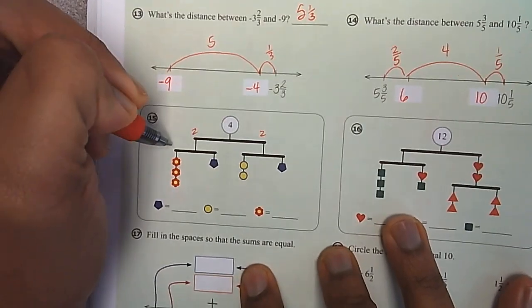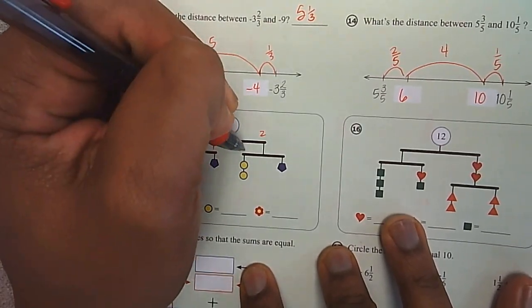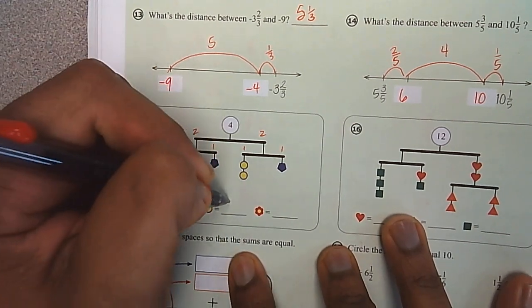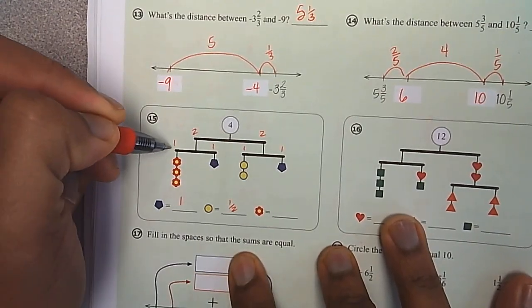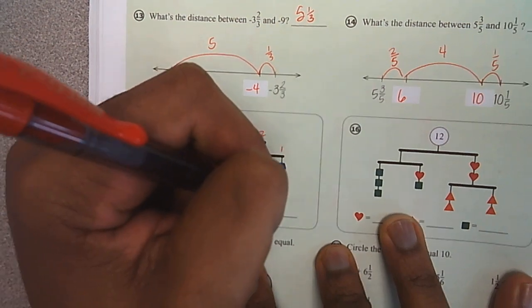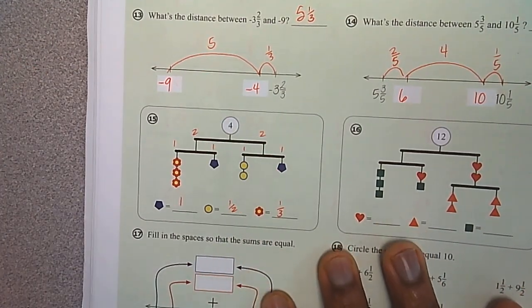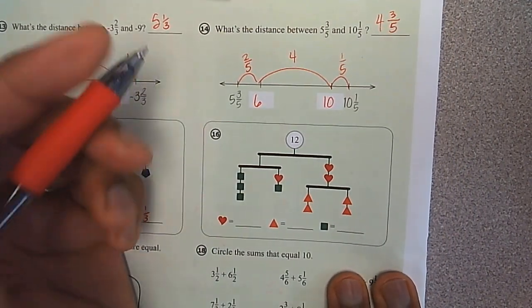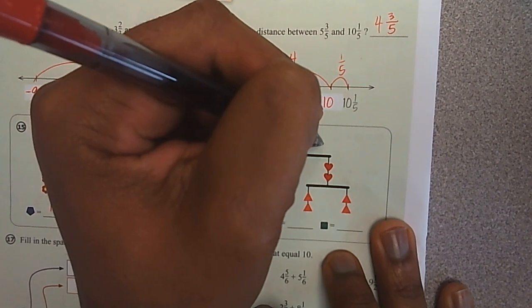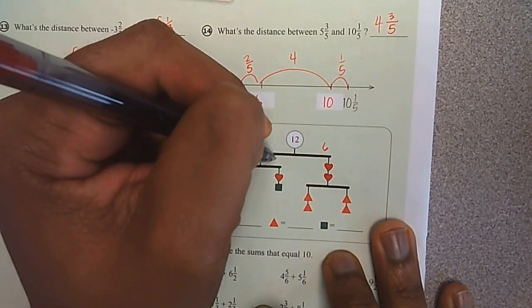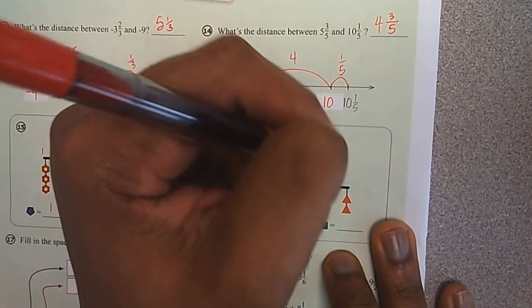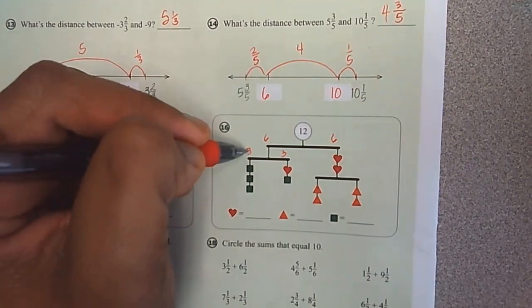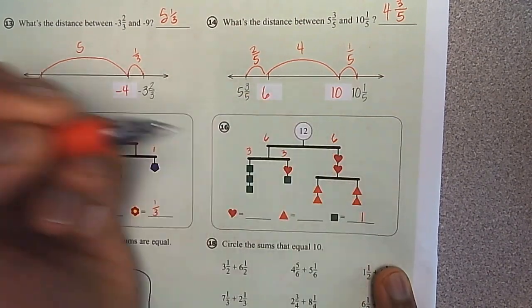So that's 1. That's a half. So that's 1 split between 3. So that's 1 divided by 3. I love marbles. So this is 6, 6, 3, 3. Can't do this because I don't know how much that heart is. It could be 1, it could be 100. I don't know. So 3 divided by 3 is 1.